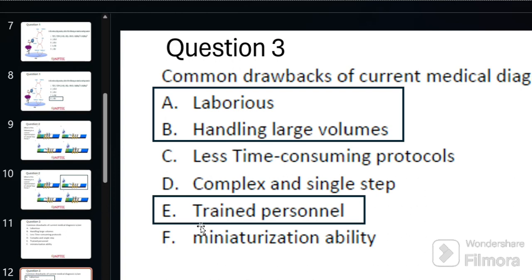It is not less time consuming. It takes a lot of time to actually get the result. So it is not less time consuming, and that's a wrong option. Then, it is complex and single step? No, it is complex, but it is not single step. It takes a lot of steps.